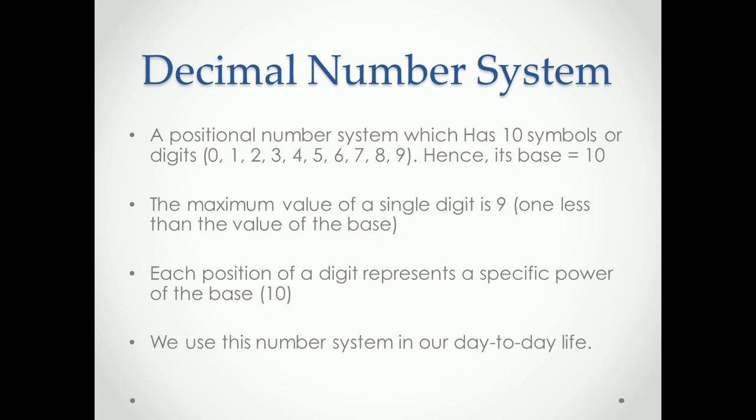Because it is a common system, you don't write the base, but the base of the decimal number system is 10. Also, the maximum value of a single digit: you can see there are 10 digits, and the maximum value of a single digit is 9. It is 1 less than the base value.